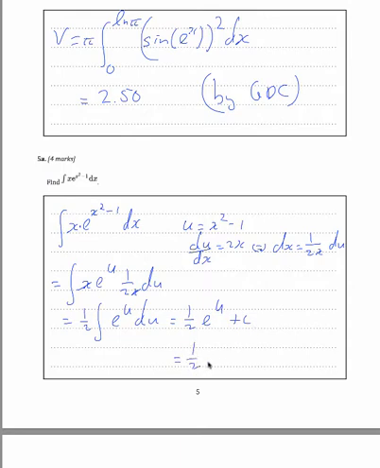Now please substitute it back. E to the x squared minus 1 times a half plus c is our answer.